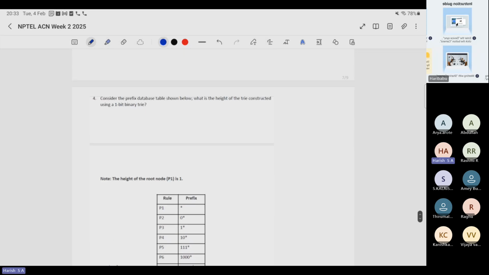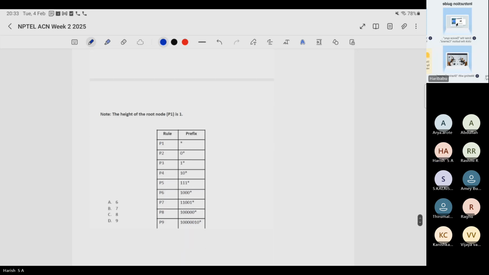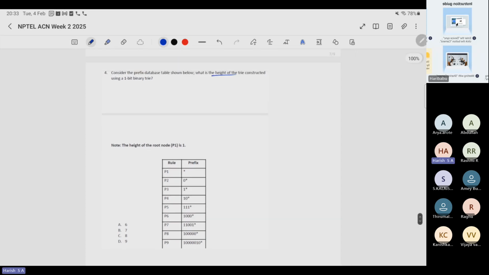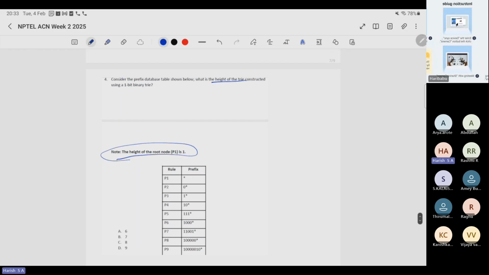Consider the prefix database table shown below. What is the height of the trie constructed using a 1-bit binary trie? Again, do we have to do this from scratch? Because what are they asking? What is the height of the trie constructed? Correct. So what is the height here? They're also saying the height of the root node is 1. If you apply the shortcut that was spoken about, you can always construct it also, but that will be a waste of your time.